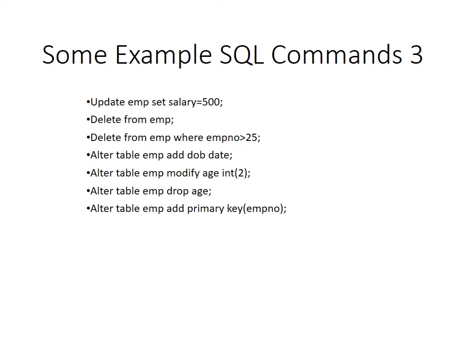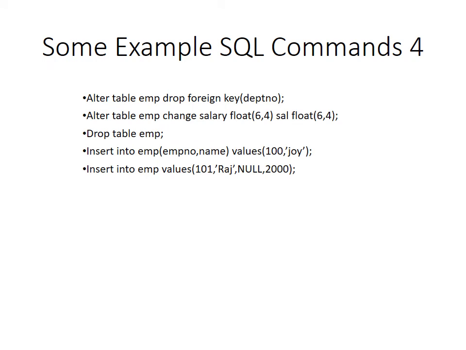Next one, alter table emp add primary key. While creating the table, I forgot to create a primary key. Now I want to add a primary key into a table. So we have to use again the alter table command. So alter table emp add primary key within the bracket employee number. Alter table emp drop foreign key. After creating the primary key and the foreign key, now I want to delete the foreign key. For that, the command used is alter table emp drop foreign key.